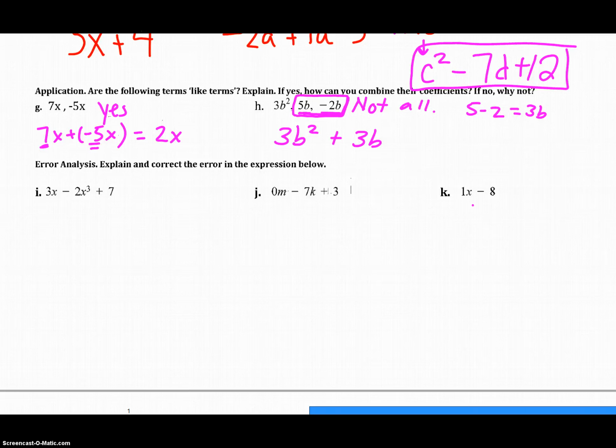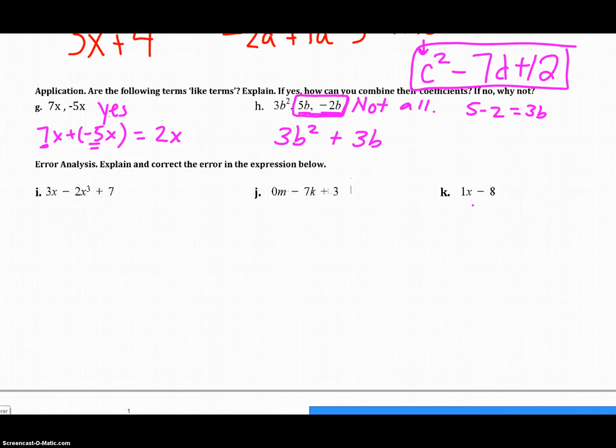In the next section, we're doing error analysis. We're going to explain and correct the error in the questions below. I'm going to give you a hint. It's all about standard form. Standard form, for example, is written in exponential form. Highest number comes first, followed by letters alphabetically, and then plain numbers at the end. Pause and talk this over with your neighbor.